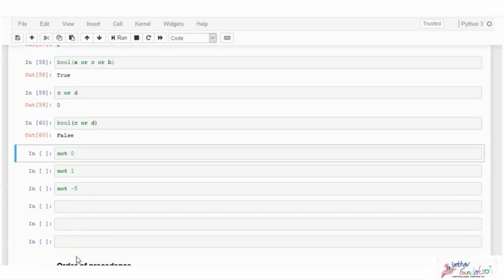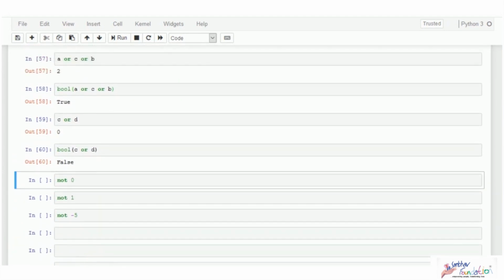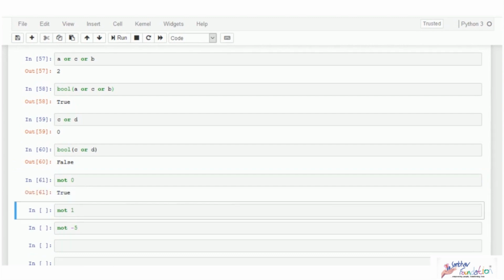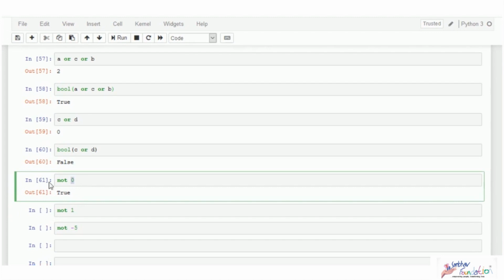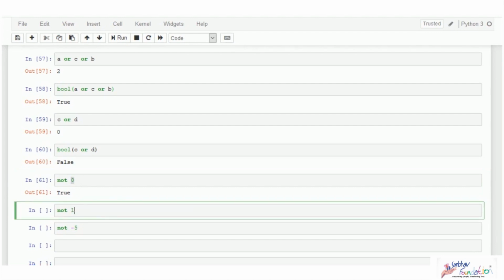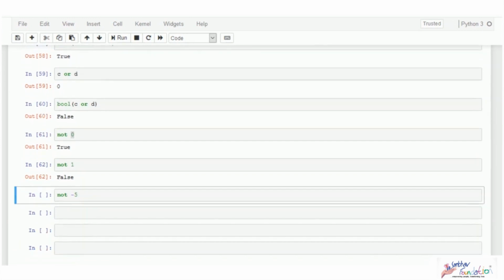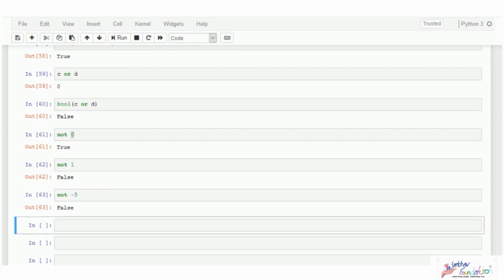Then we have the NOT operator, which basically gives you the opposite of your input. If the input is true, the output is false. If the input is false, the output is true. So not 0 is going to be true because 0 stands for false, so not false is true. And any non-zero number stands for true, so not true is going to be false. And as I said, any non-zero number, which also means negative numbers, stands for true, so not true is going to be false.